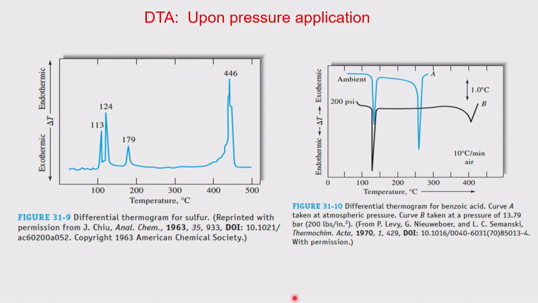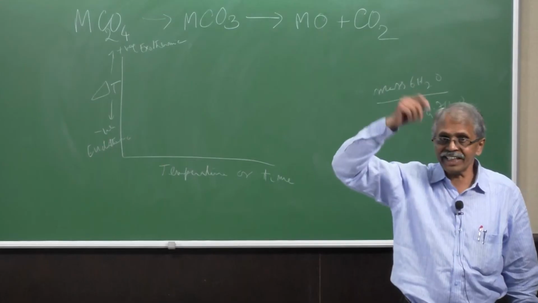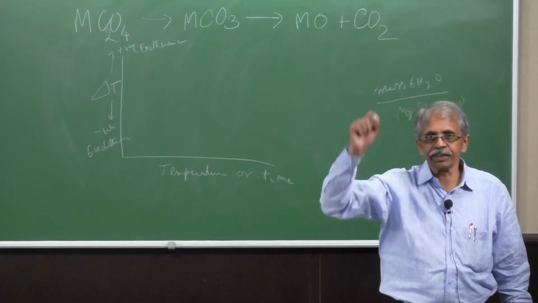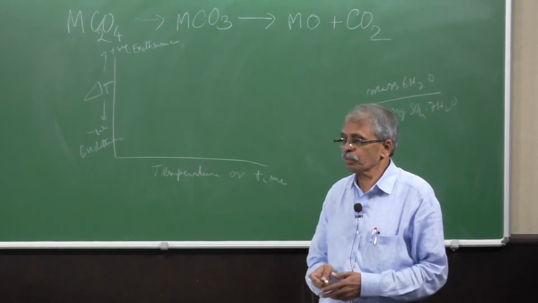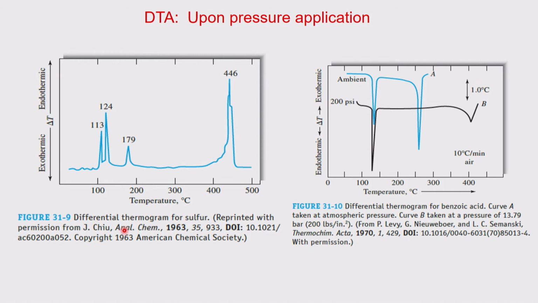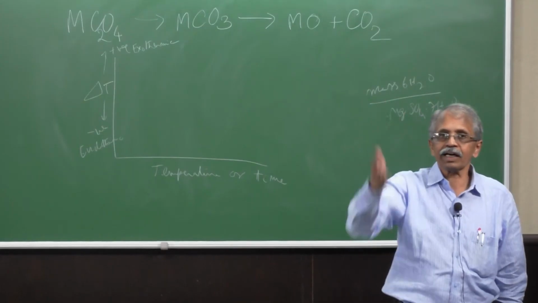Suppose we look at a DTA. It is a differential thermogram, and a differential thermogram is generally shown on the y-axis by delta T. If it is shown with the weight, it is a TGA. So you should be able to differentiate TGA and DTA. Now this is the sulfur thermogram. When you look at that, there is one peak over here, another peak here, another peak here, another peak here. These are all peaks coming from different sulfur crystalline forms.